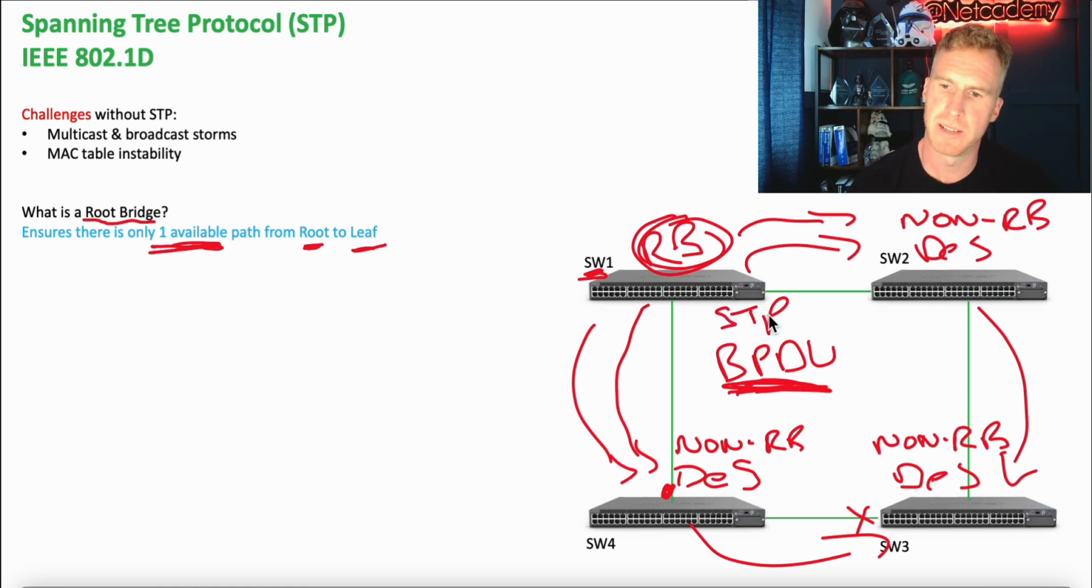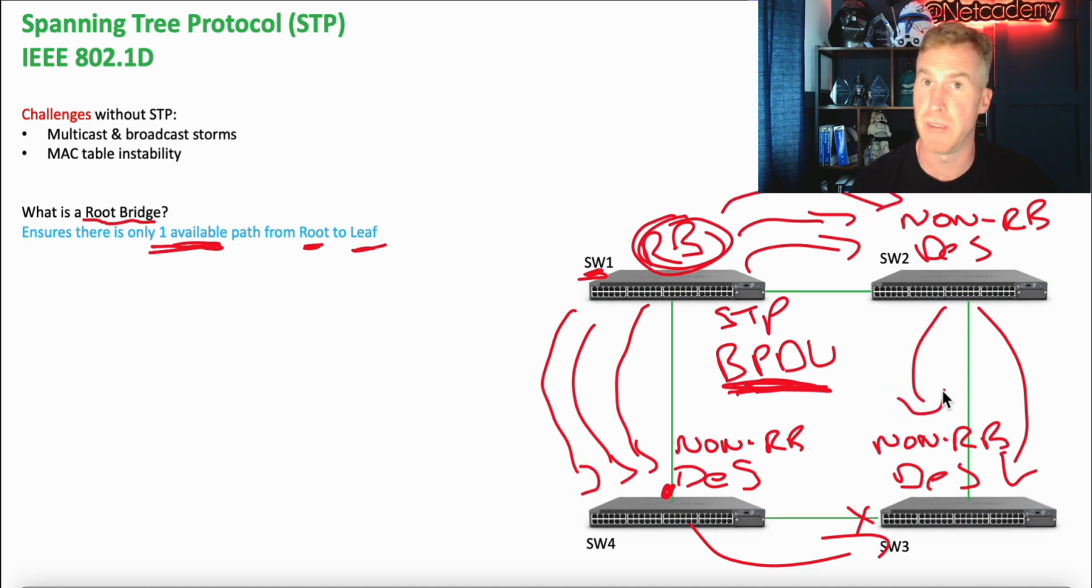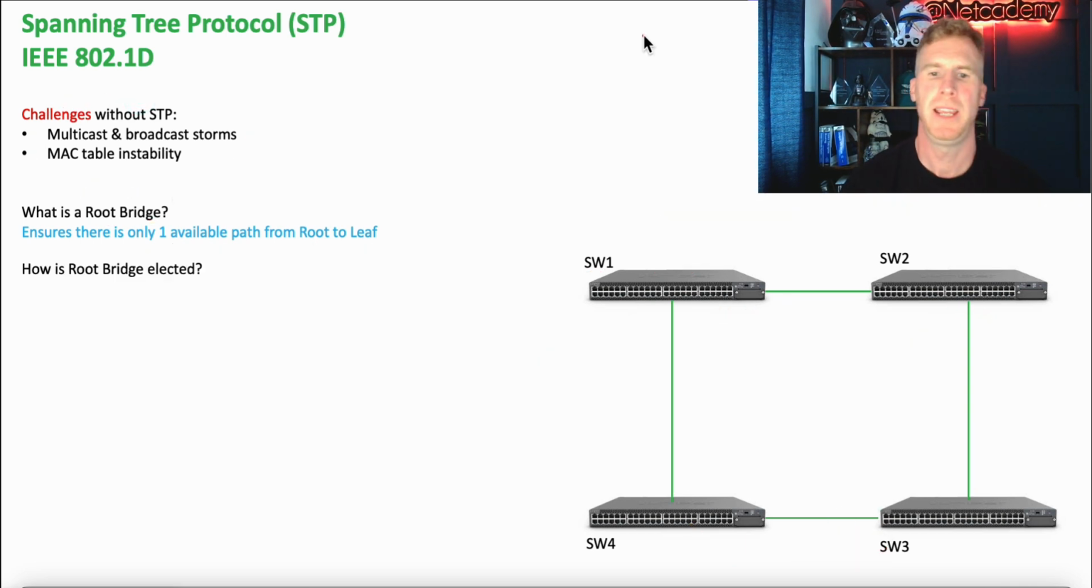But just know that these frames, which are controlling the architecture of the network, the topology really, and notifying of any topology changes, we'll go on to that, they're called BPDUs, and we'll go on to those contents in a bit. But for now, what is a root bridge? The root bridge basically ensures that there's only one available path from the root, from the base of that tree, to all other leaves by blocking an interface and getting around these challenges here. But here's a question.